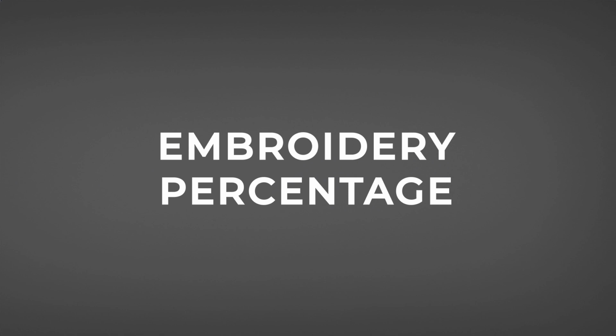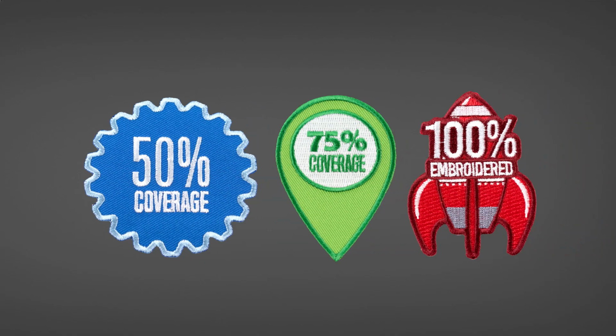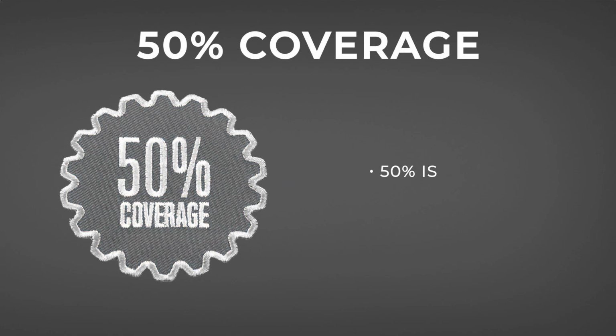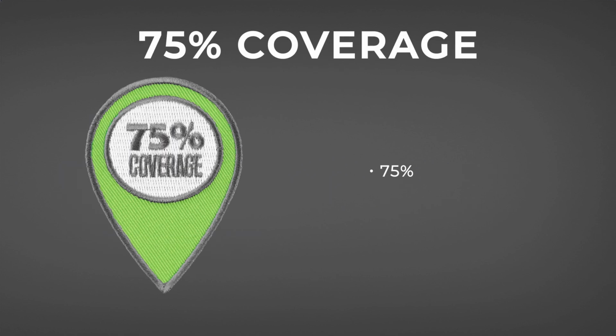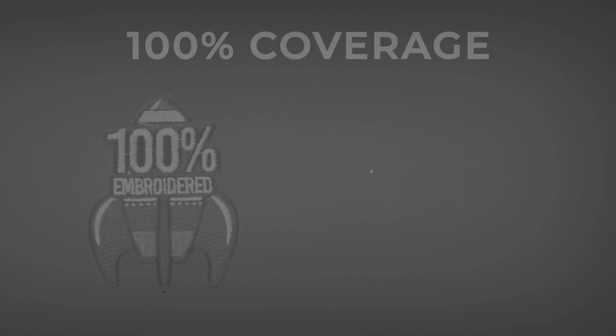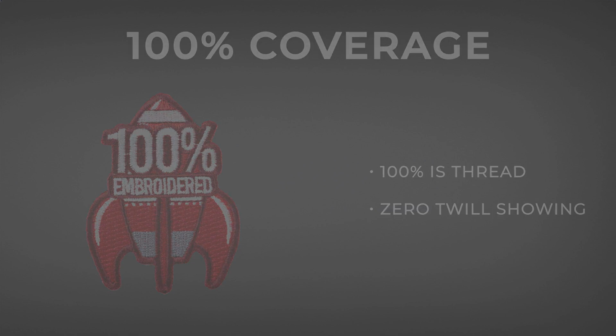Embroidery percentage. The embroidery percentage refers to the ratio of embroidery compared to twill backing. This is used to calculate the embroidery percentage. 50% coverage means 50% of the patch will be thread and the other 50% will be twill. 75% coverage means 75% of the patch will be thread and 25% will be twill. 100% embroidery means that the entire patch is covered in thread and no twill is visible.